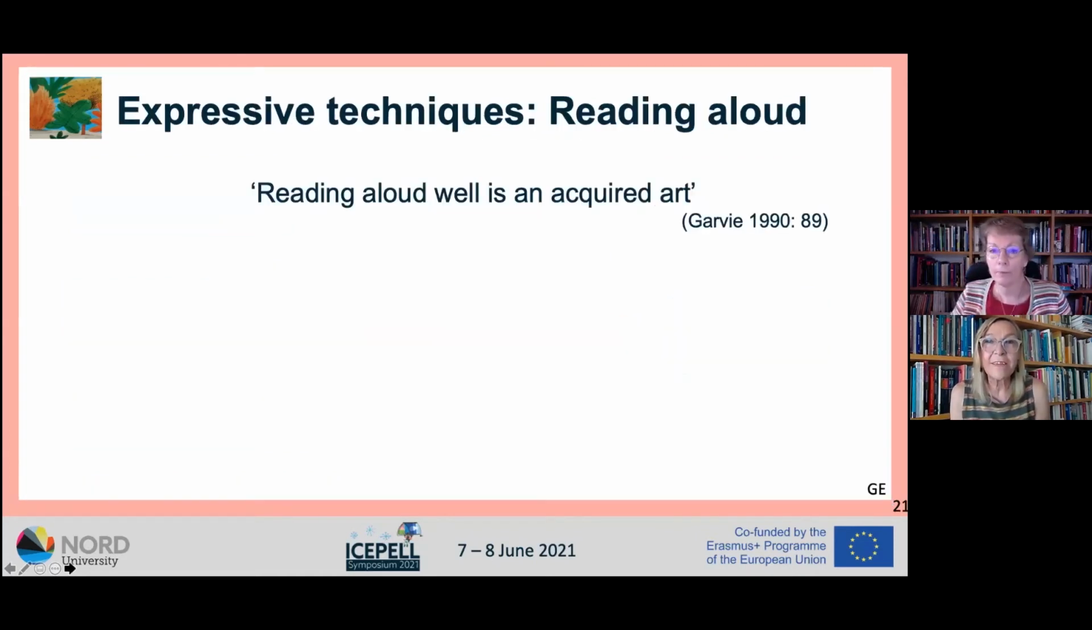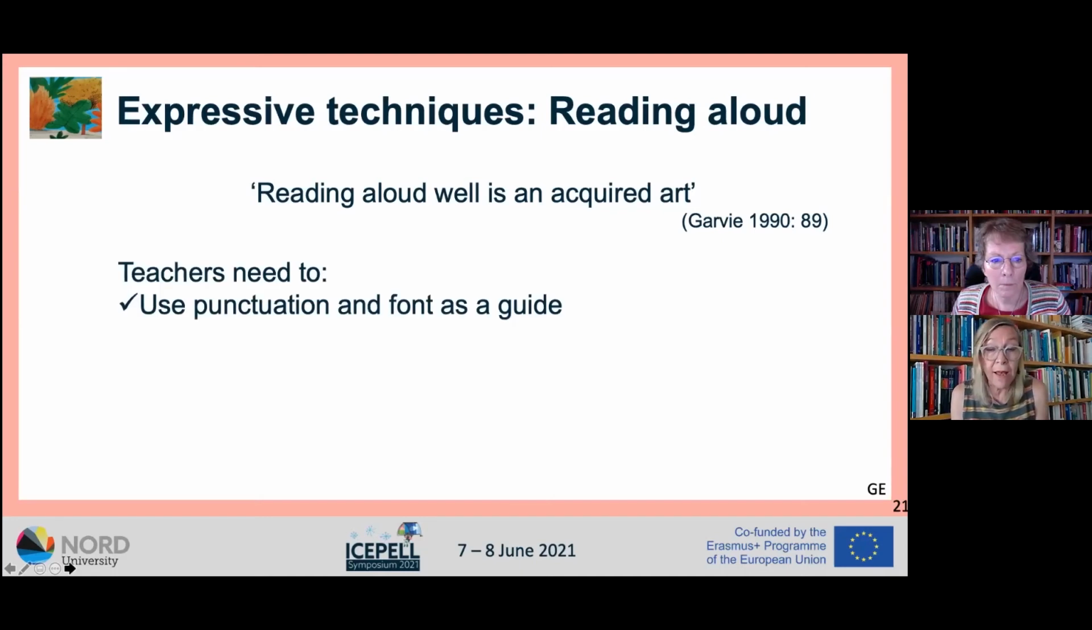Okay, the next expressive technique is reading aloud effectively. And according to Edie Garvey, reading aloud well is an acquired art. Picture books are sometimes read aloud too quickly or jerkily, and the reader may bury themselves in the book. They may not pause enough, and they may not make enough eye contact with the audience.